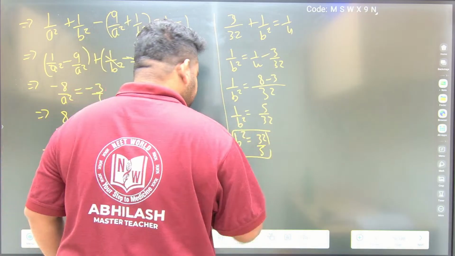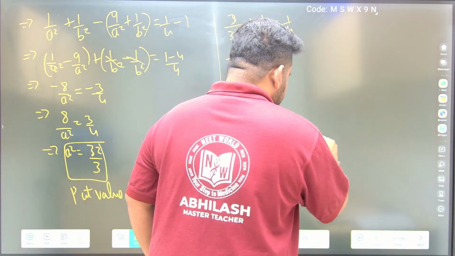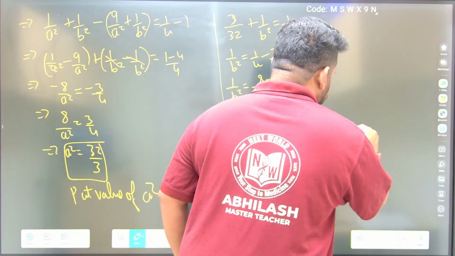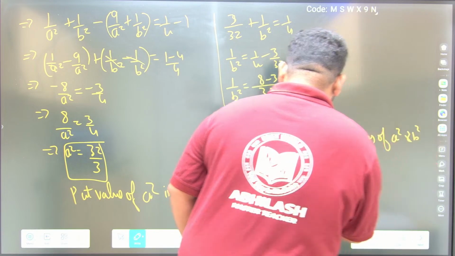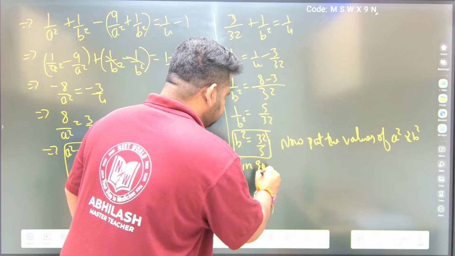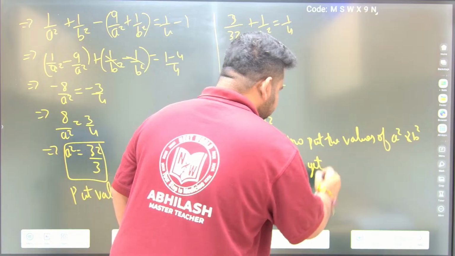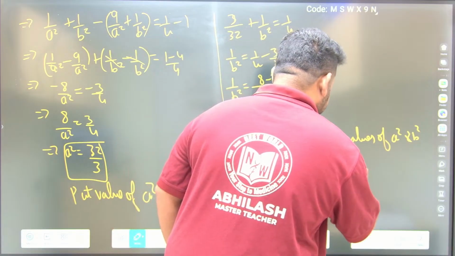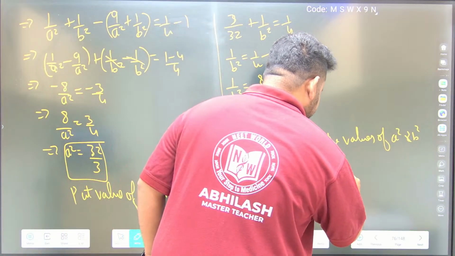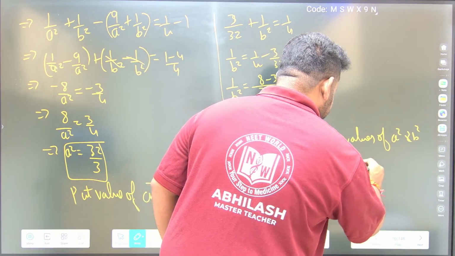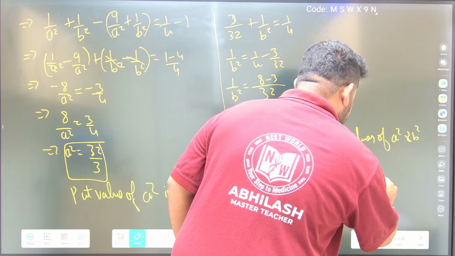Now put the values of a square and b square in equation 1. What do we get? We get x square by a square, which is 32 by 3, so x square by 32 by 3 plus y square by b square, where b square is 32 by 5, is equal to 1.